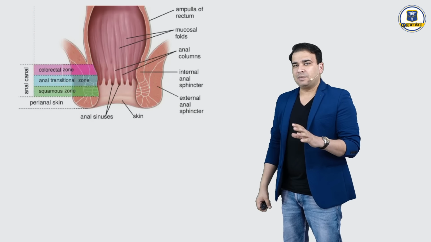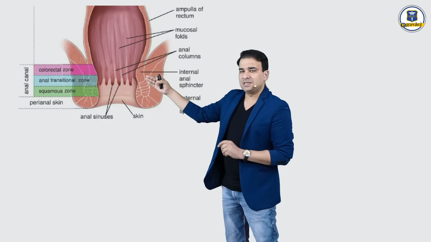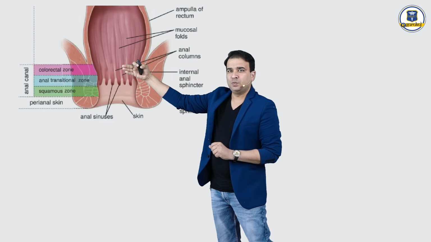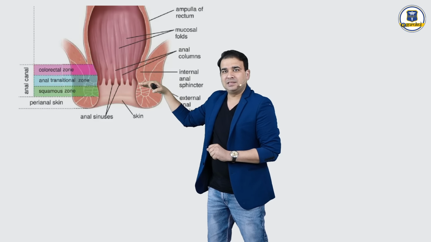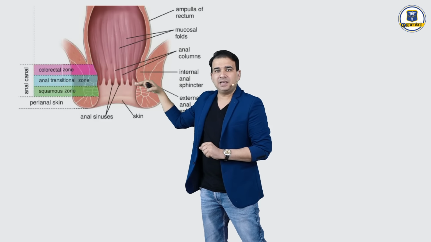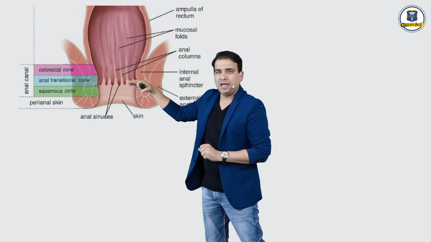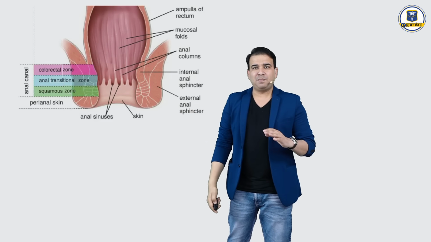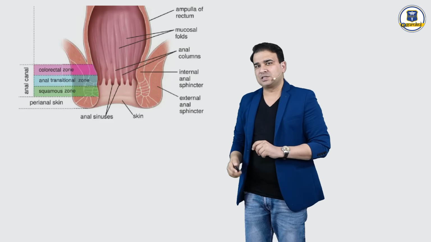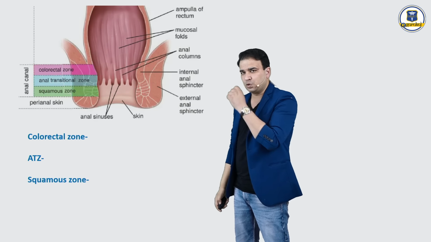Now talking about the lining epithelium of the anal canal, we can divide the anal canal into 3 zones, as you can see there. One is the colorectal zone, which is present above the pectinate line. Then in the region of the pectinate line, this is called the ATZ, that is anal transition zone. And the portion below that is called the squamous zone. So we can divide the anal canal on a histological basis into 3 parts, that is the colorectal, ATZ and the squamous zone.